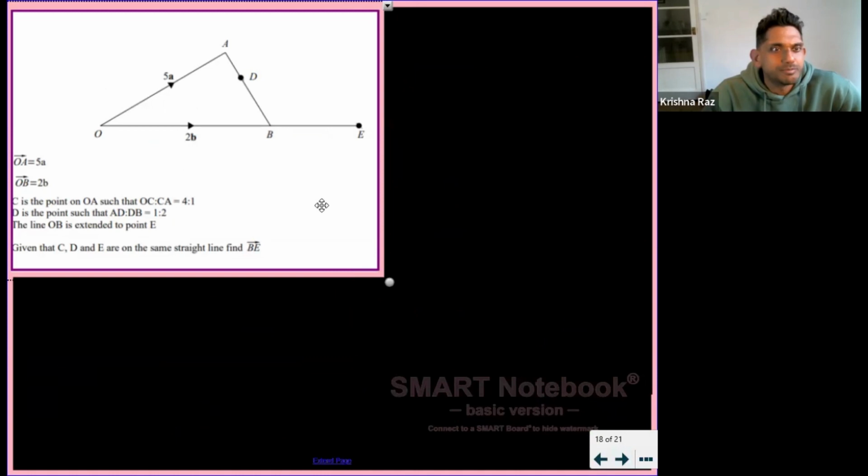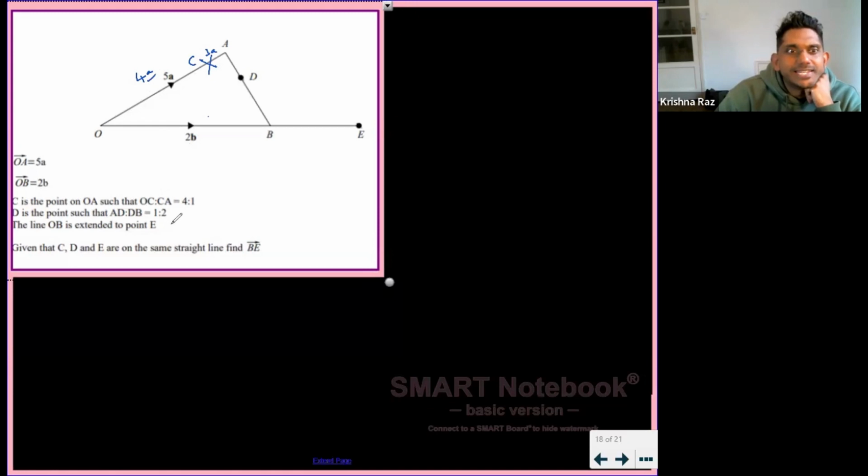So C is a point on OA such that OC to CA is 4 to 1. So there's a point here. It's 4 to 1. D is the point such that AD... I don't think we've done this one, but I'll check in a second. So that must be 4A, and that one's 1A, and that's C.